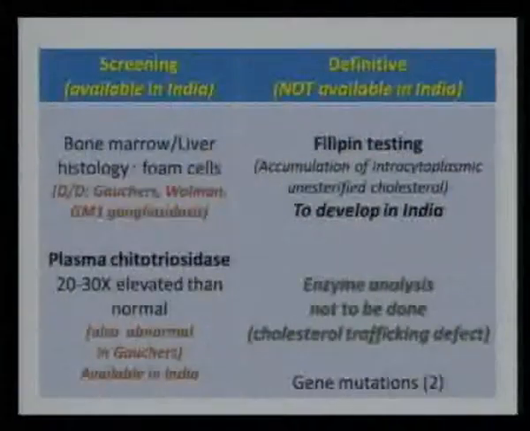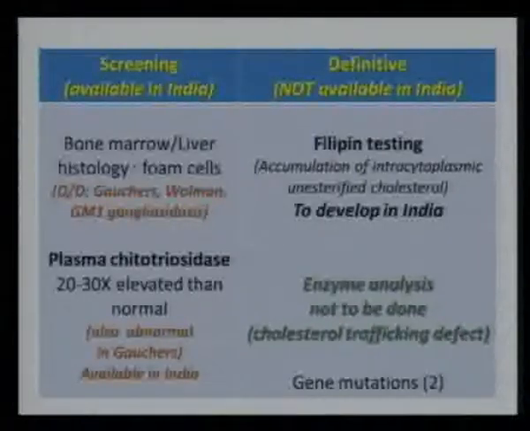So what is available in the literature? So this is the bone marrow. This is the enzyme which has been talked about for plasma levels for Gaucher's disease. It is abnormal in Gaucher's also, and it is abnormal in Niemann-Pick also. But what is the definitive test not available in India? That is the Filipin testing.